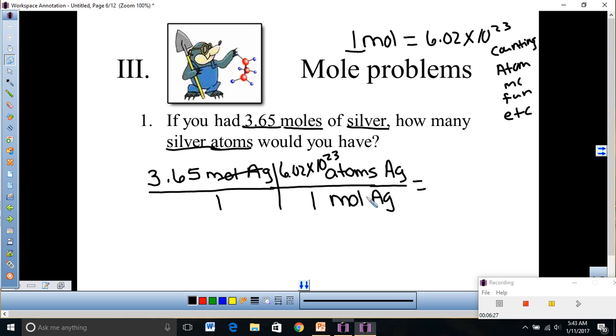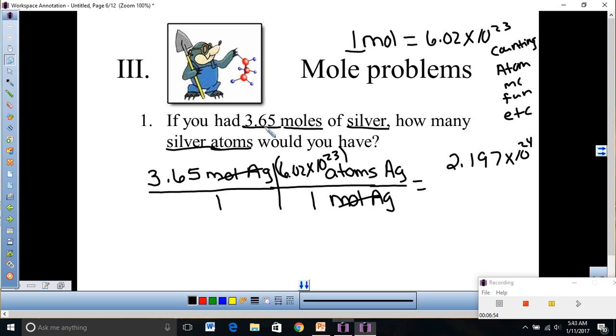Alright, so these will cancel. And so in your calculator, you will multiply, because they're both on top, 3.65 times 6.02 times 10 to the 23rd. I would suggest, especially with the little calculators, that you always put your scientific notation stuff in parentheses. So we're going to multiply. You get 2.197, etc., times 10 to the 24th.